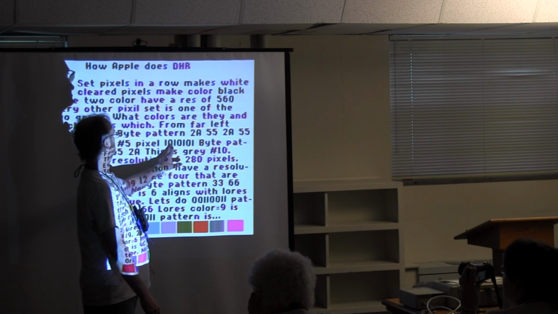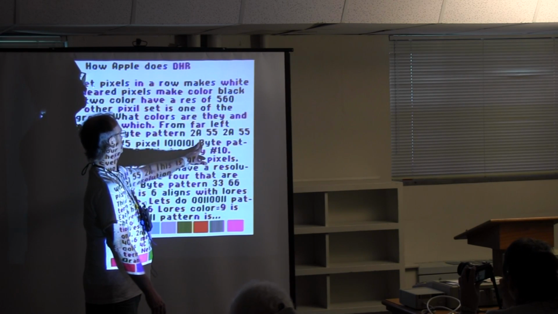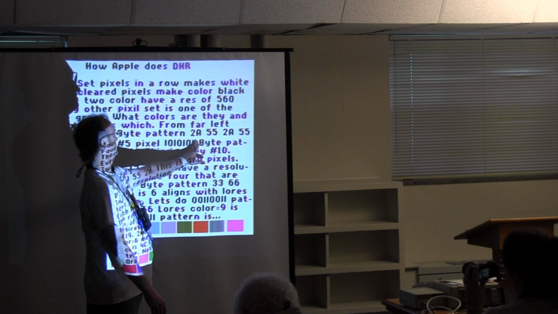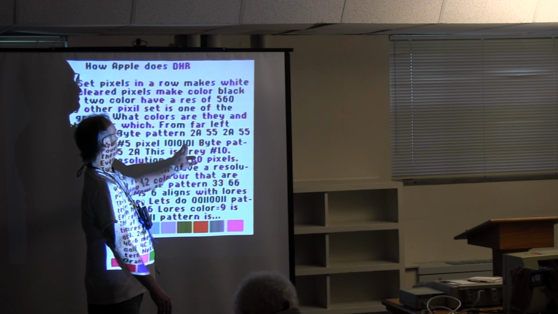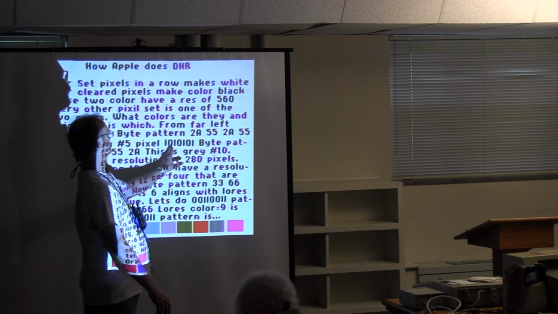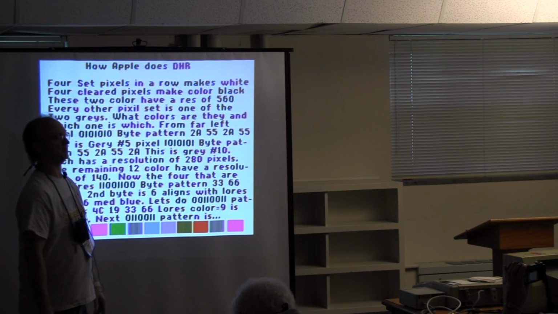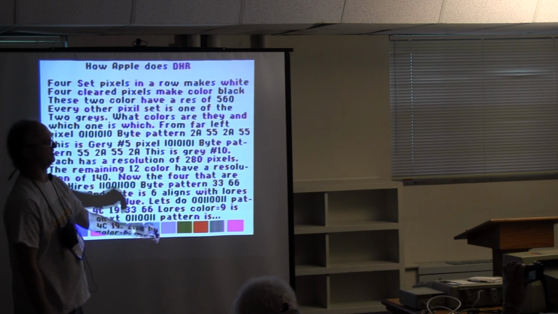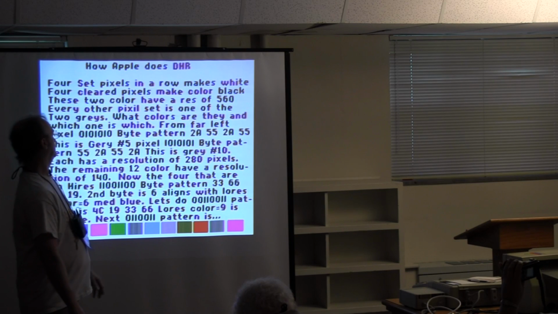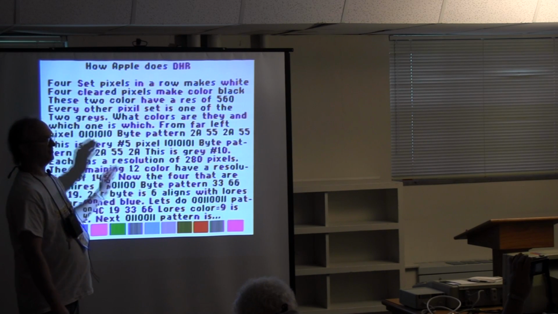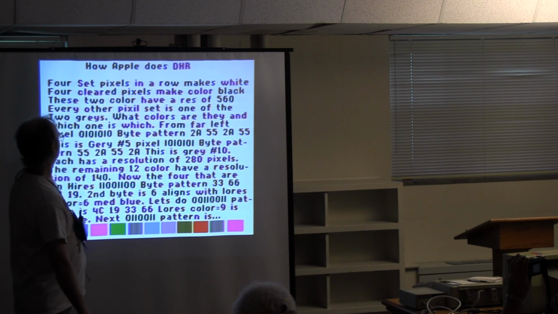This is 1, 2, 3, 4, 5, 6, 7. It'd be a 0 there in the 8s. So it's a 0, 1, 0, 1, which is a 5, 0, 1, 0, 1. So the pattern starts out 55, then it's 2A, 55, 2A. This is the pattern for light gray. Notice it goes all the way across the screen.